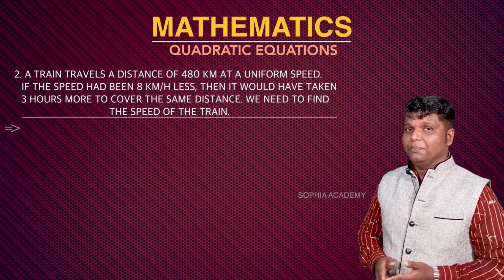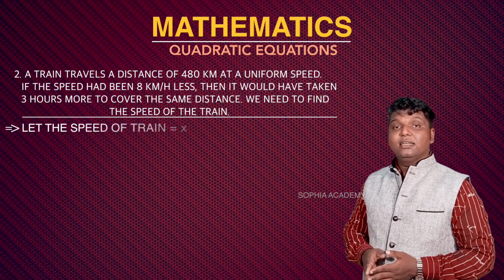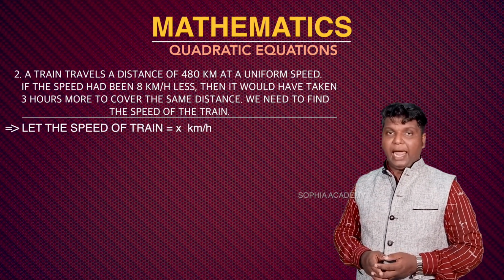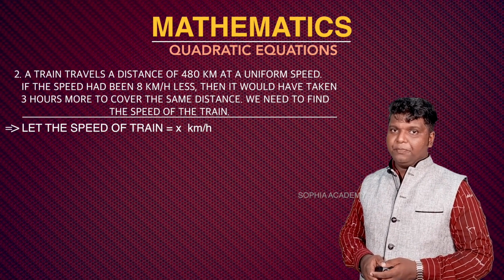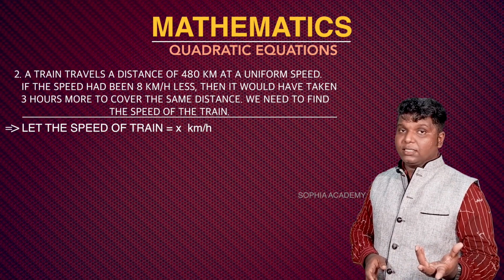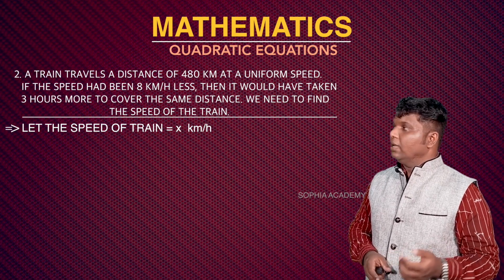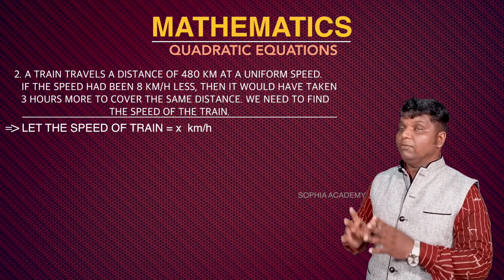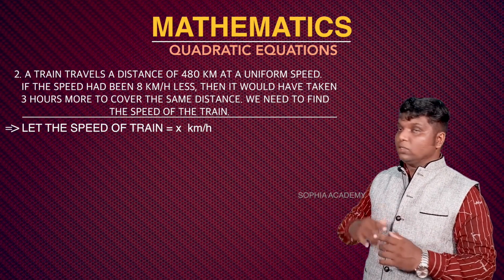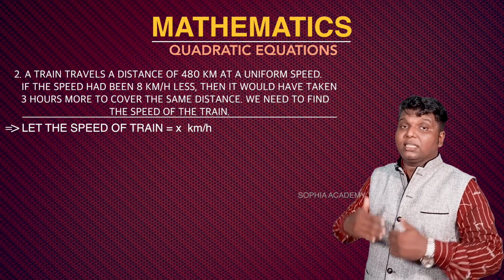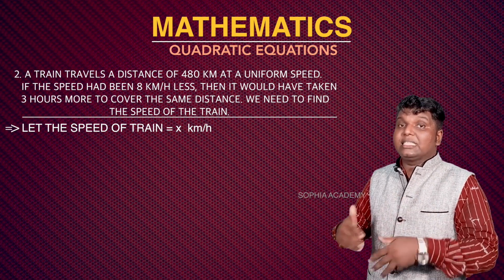So let us start with the answer itself. Let the speed of the train be x kilometers per hour. Now, what is the total distance traveled? The total distance traveled is 480 kilometers. Now, what is the time taken? We are going to deal with the time, because in the second statement also it is something regarding time. It takes 3 more hours. 3 more hours means it's time.